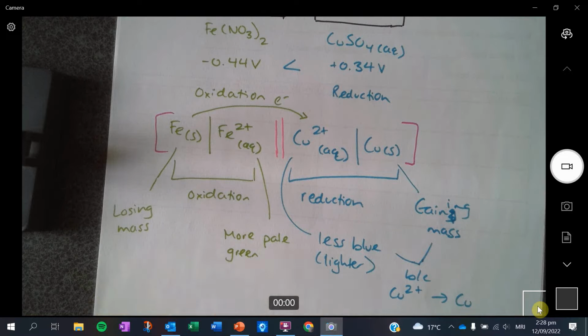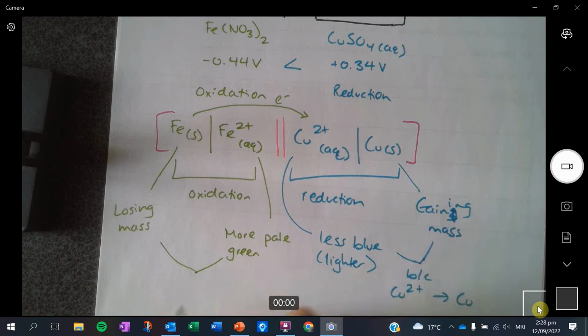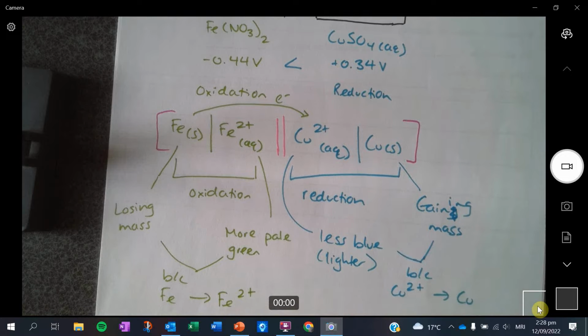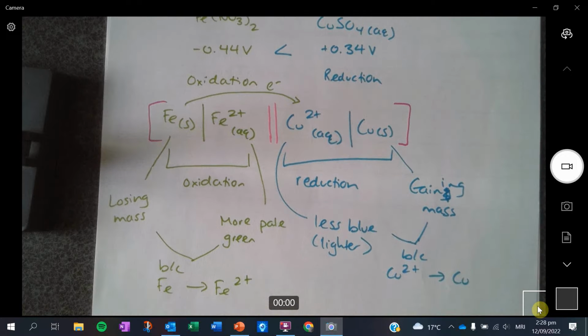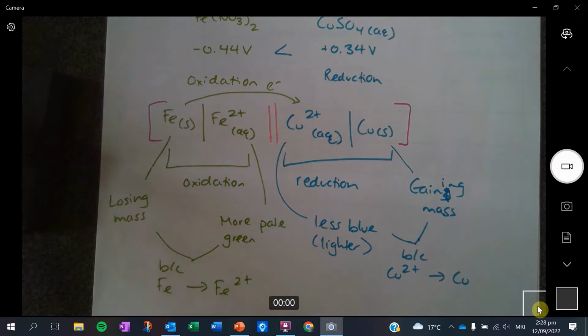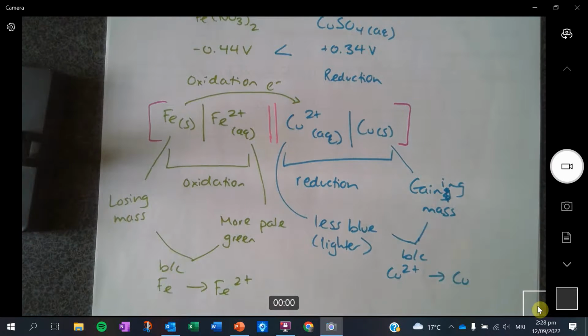Again, same thing with this one. Link it in for the because. So that's because we have the iron being converted into iron 2. All right, so just be mindful that you're stating your observations and you're stating the why behind your observations. All right, are we okay with that so far?